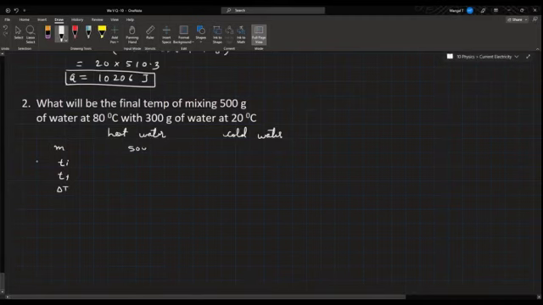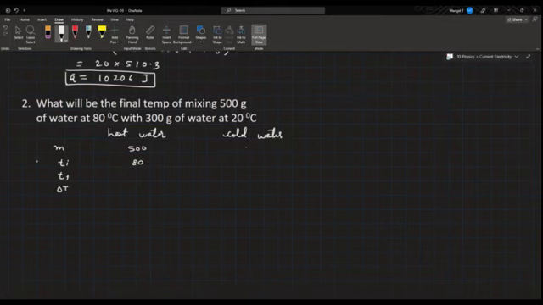So hot water is 500 gram, which is at 80 degree. Cold water is 300 gram, which is at 20 degree. Again, like I told you, you cannot have negative values. So here I write 80 minus T, and here I write T minus 20, because T will be between 80 and 20. Then we write down the statement: if no heat is lost to the surroundings, then the heat lost by hot body is equal to heat gained by cold body.